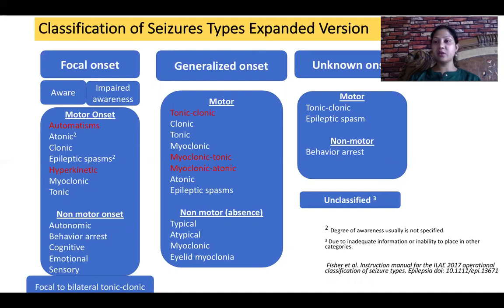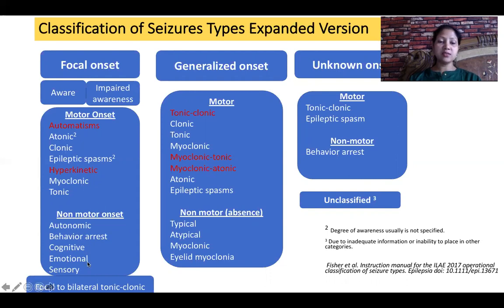The red ones are the different ones, in which automatisms point towards the focal onset seizure. If the child has a hyperkinetic seizure, that points towards the focal onset seizure. And here in the generalized group, we can see tonic-clonic, that is a mixture. The child has both the tonic and the clonic component. Myoclonic-tonic, the child has both the myoclonic and tonic. And the other one is myoclonic-atonic, so the child has a myoclonic seizure as well as a fall with the myoclonic component. This usually mixes seizure types as seen in epilepsy syndromes.